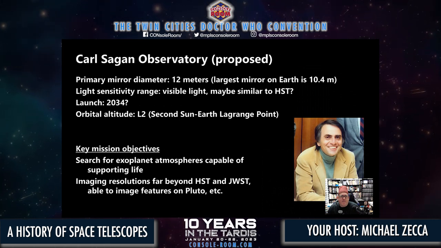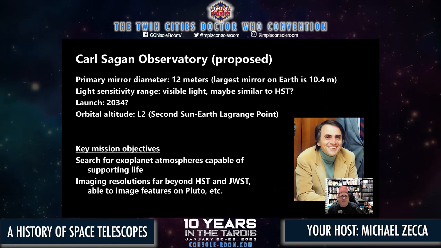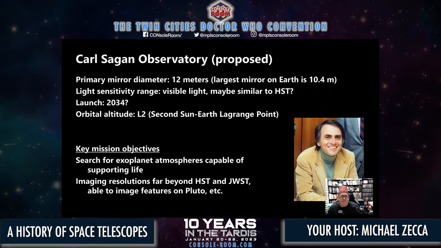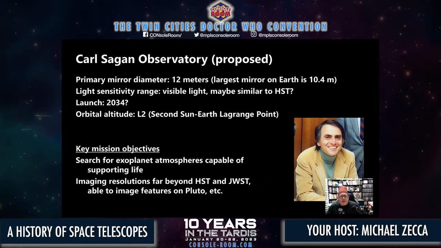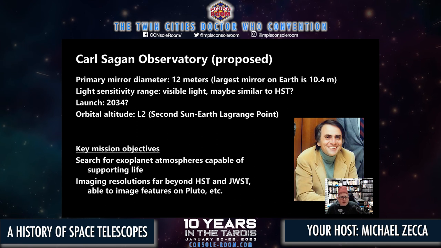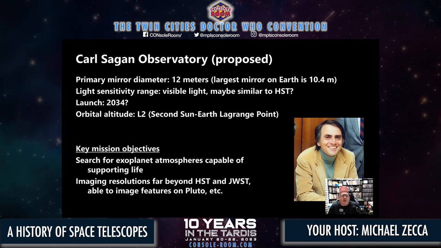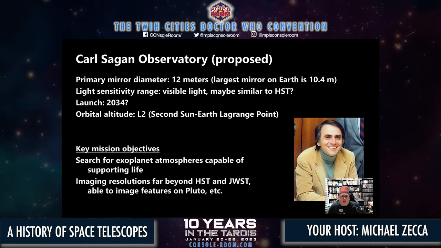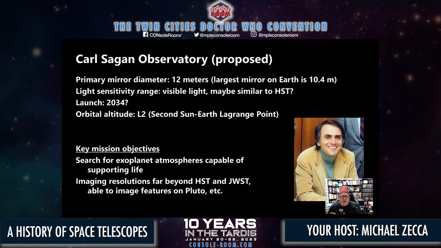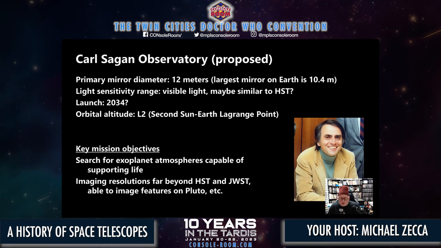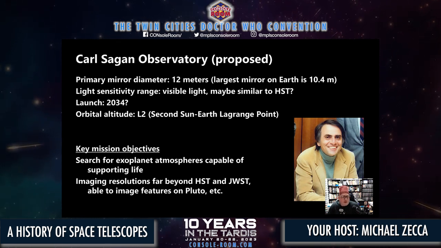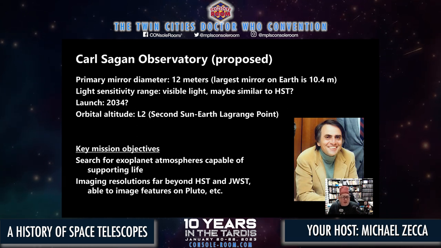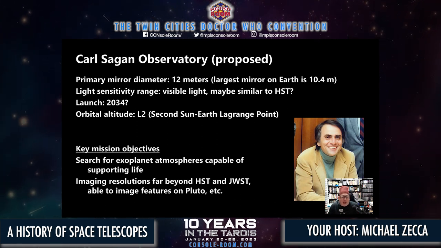And the other big telescope that's still very much in early talking stages is this one, the Carl Sagan Observatory. There's a lot of astronomers pushing for this, but funding is still an issue at this point. Also, logistics. They want to make a 12-meter telescope, and in perspective, the largest mirror on an Earth observatory is 10.4 meters. So this will be the largest telescope mankind has ever built. And we want to put it in space, again, out at that Lagrange point.